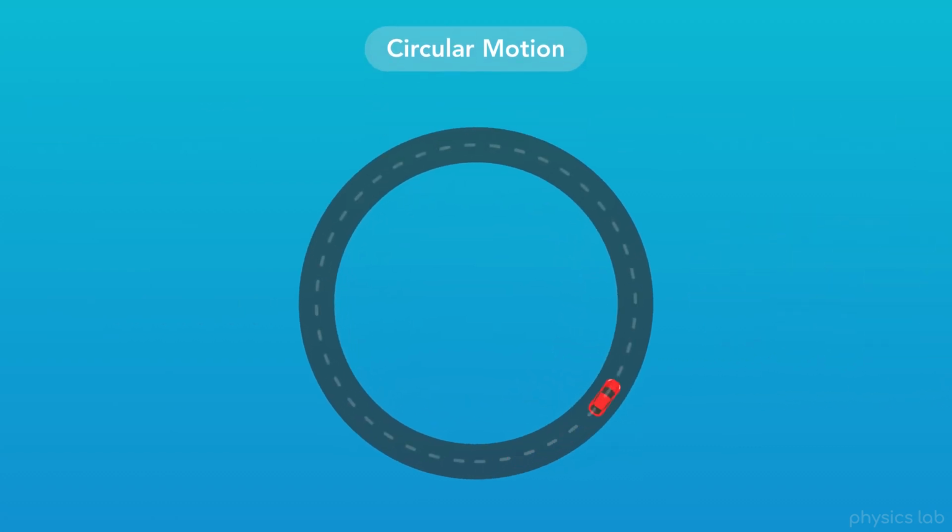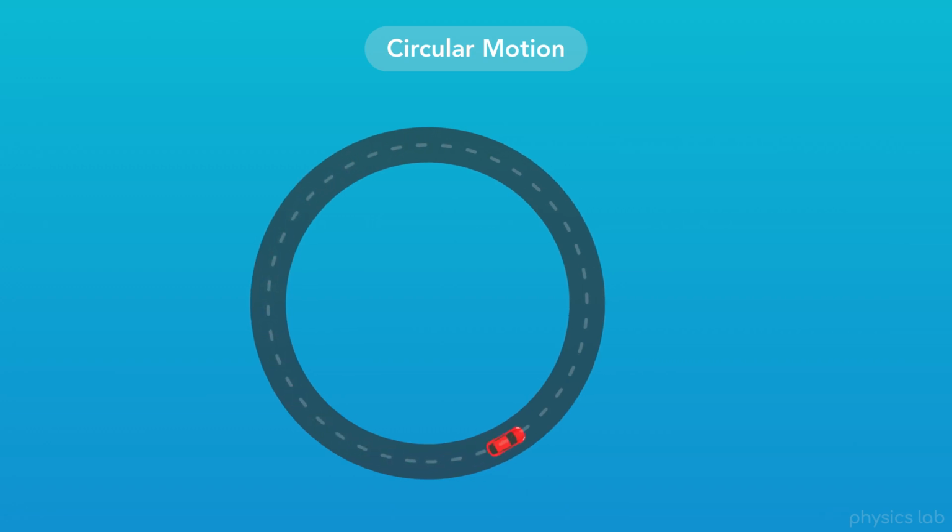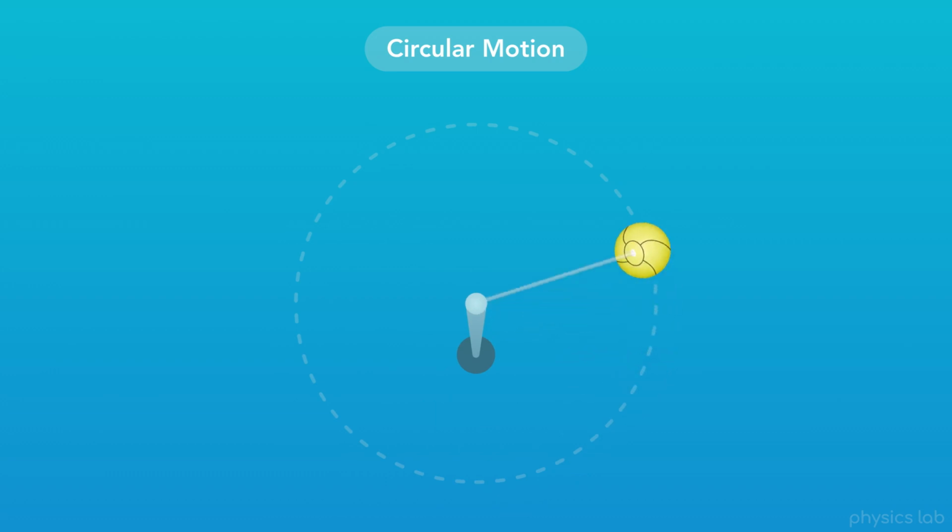This car is one example of circular motion because it traces out a path in the shape of a circle. Another example is a tether ball attached to a pole. As the ball swings around, it follows a circular path.